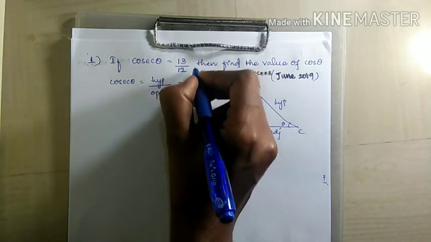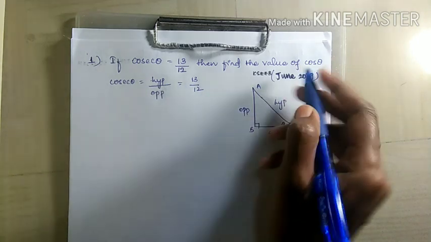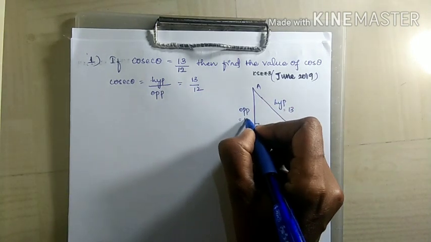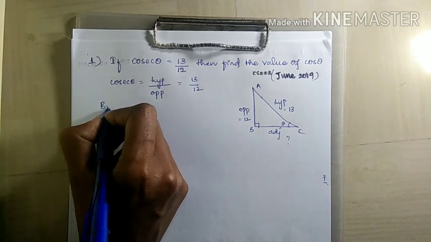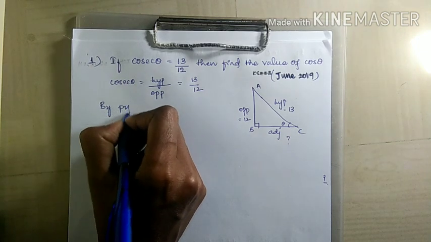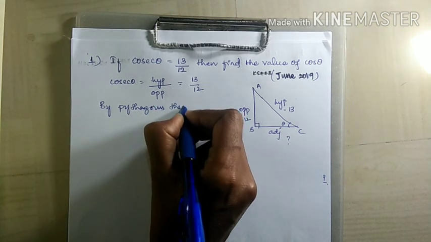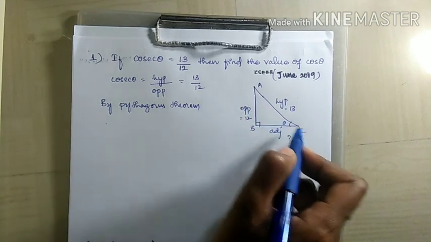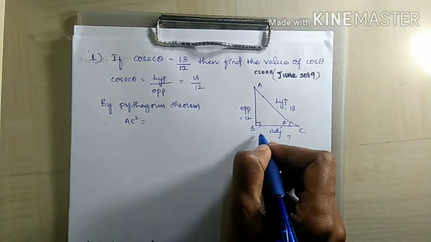So here it is given 13 by 12. Now cosecant theta: hypotenuse is 13 and opposite side is 12. So you need to find out the adjacent side. So we'll go to Pythagoras theorem. By Pythagoras theorem, the square of the hypotenuse is equal to the sum of the squares of the other two sides.